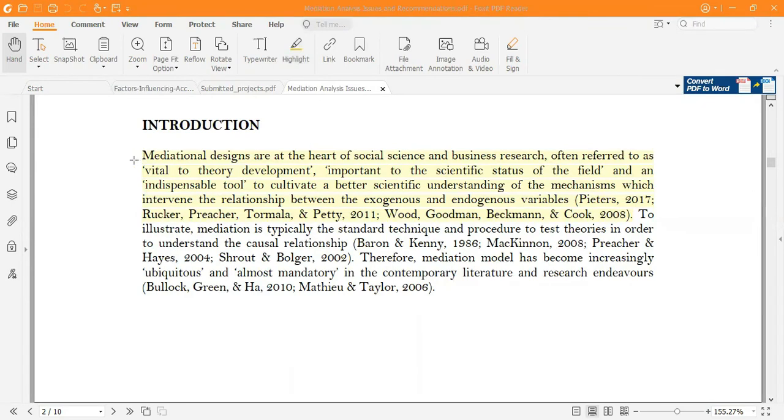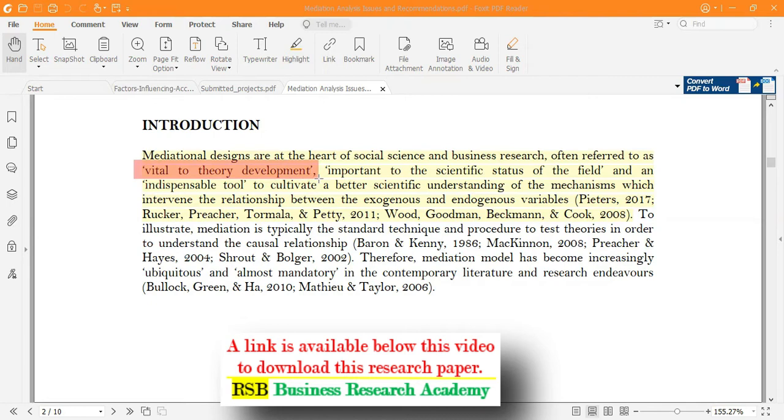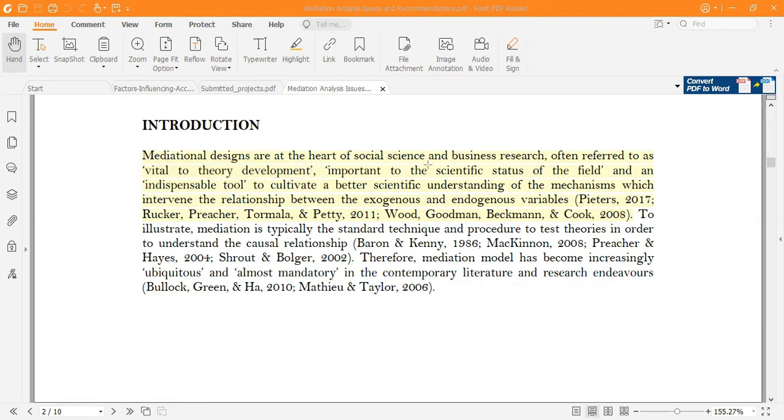Okay, so now mediation is often referred to as the writing to theory development. That's very important. If you want to develop a theory, then mediating models are nowadays getting much more importance. That's an important scientific status of the field. It is also an indispensable tool. We cannot deny the use of this tool, especially when we want to understand the mechanism between the independent variable and the outcome with the help of the mediator. So from this paragraph, you can see how important that is.